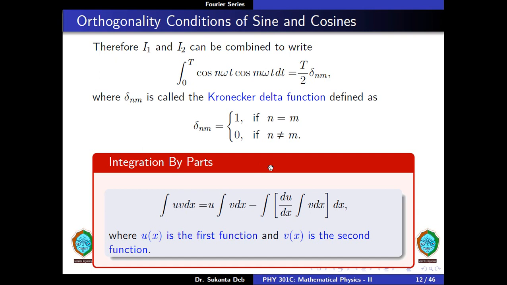Now this is a very simple integration which we will require to remember. We have already come across this in higher secondary class. It says that the integral of u v dx, where u is the first function and v is the second function, is equal to the first function into the integral of the second function, minus the integral of the derivative of the first function into the integral of the second function dx. Finally, remember this formula. This will be useful.